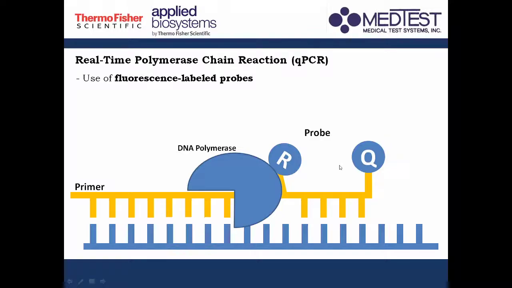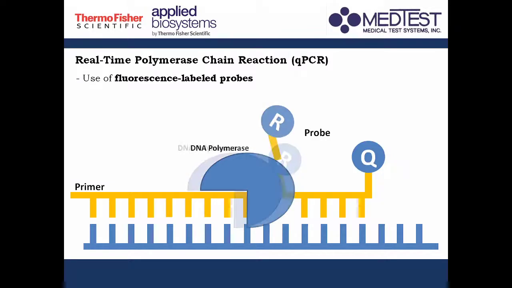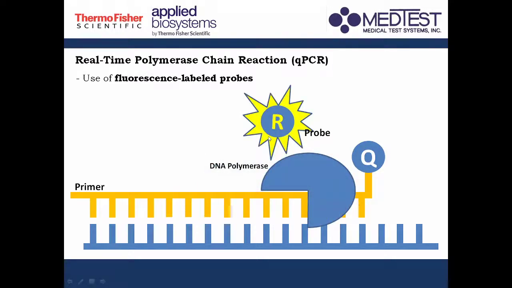So ano bang function nito? Once the DNA polymerase encounters the probe, it will degrade the probe. And once it degrades the probe, it releases the part of your probe, which is your reporter dye. And once it is released from your probe, it will emit a fluorescence or a sort of a light, no? A signal.